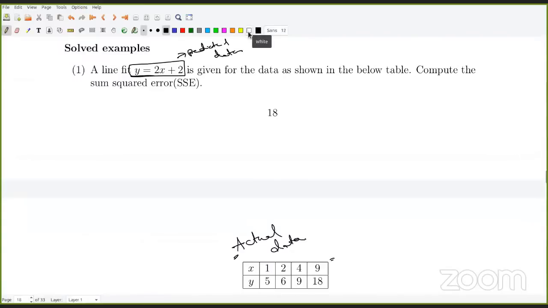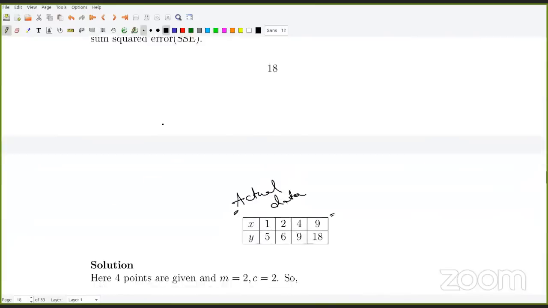What we do is we find the error between these two data, and we square it and we add all of them. We sum all of them. So for each point, we calculate the error, we square it, and we add all the points. That is what we do.